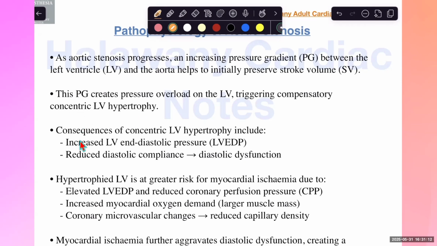What does this lead to? Increased LV end diastolic pressure, reduced diastolic compliance, and diastolic dysfunction. A hypertrophied LV is at great risk of myocardial ischemia. Why? Elevated LV end diastolic pressure, reduced coronary perfusion pressure, increased myocardial demand, and coronary microvascular changes. So let me explain this for one second and continue. Usually, the coronary problem is between the demand and the supply, right?